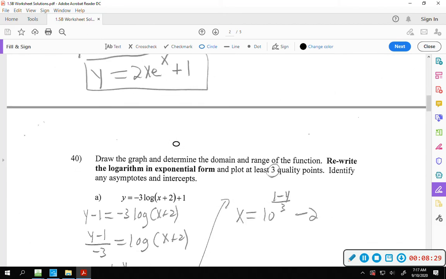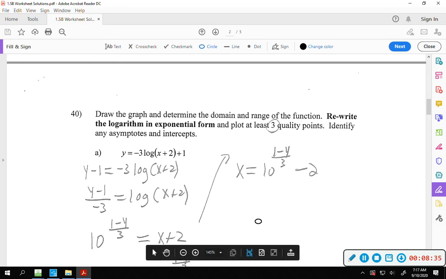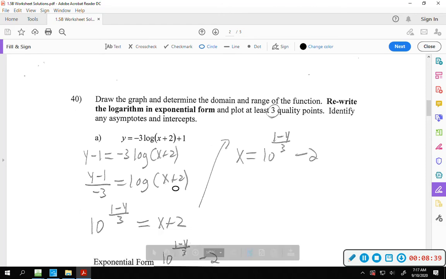Okay, going to some of the graphs now. 40 can be a pretty tough problem. And I would not be afraid to give you a problem like this on a test or quiz. There's been one very similar to this in the past.